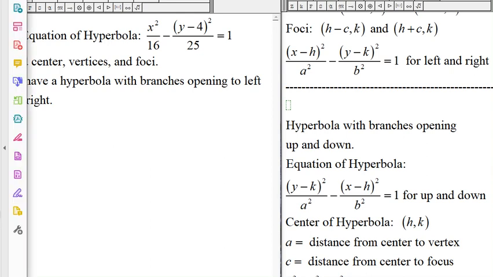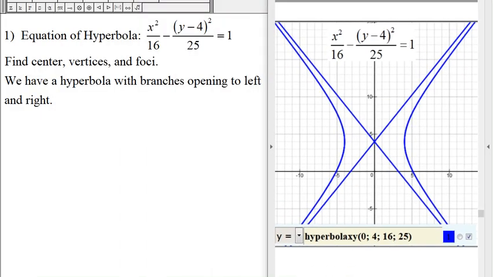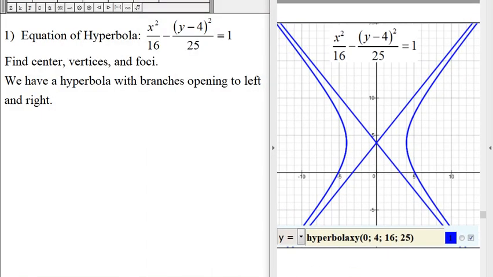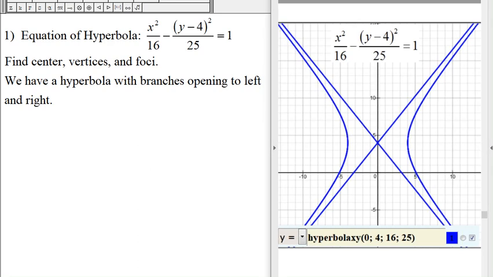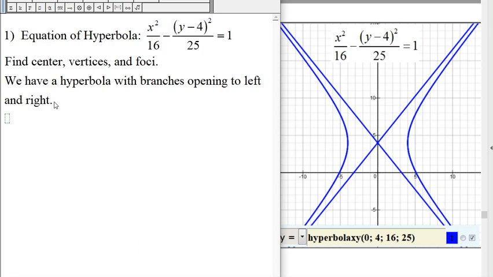And in fact, if we graph this on the graphing calculator, this is what the hyperbola looks like. These are the branches right here. And these two diagonals are called asymptotes.